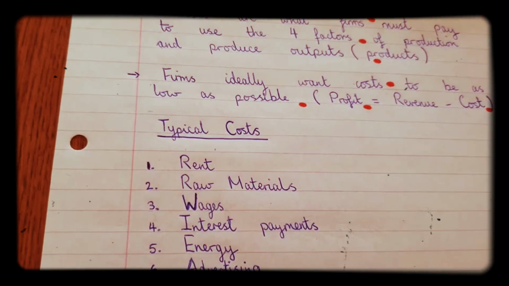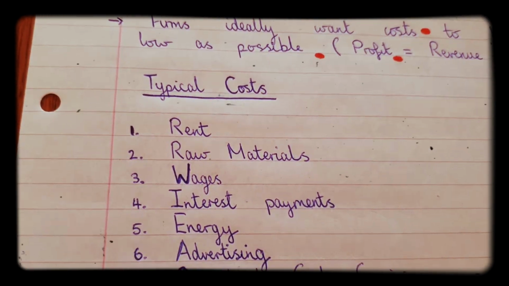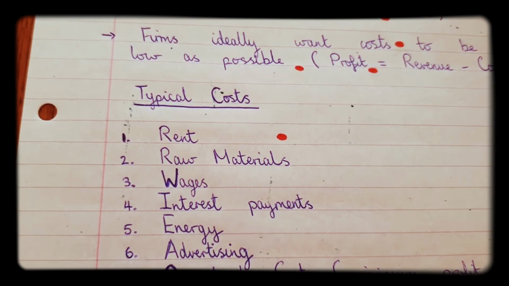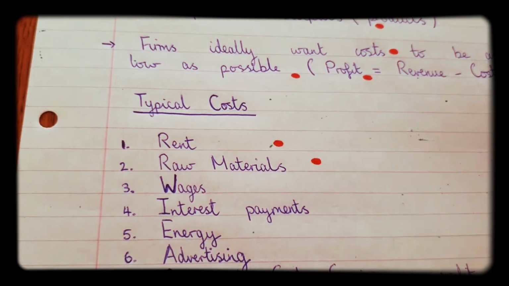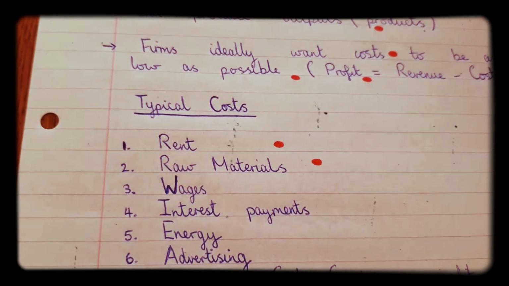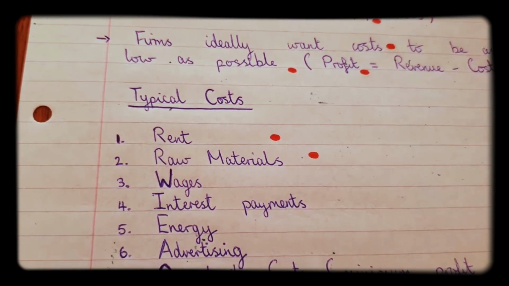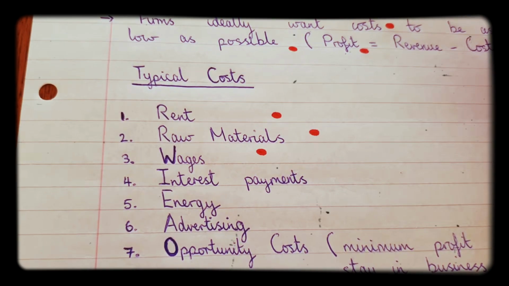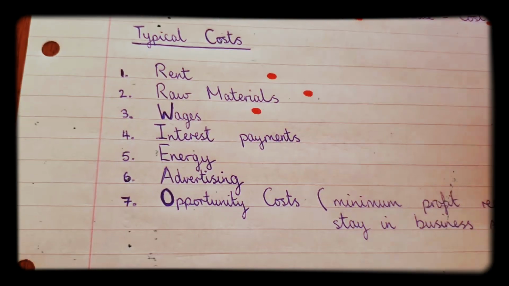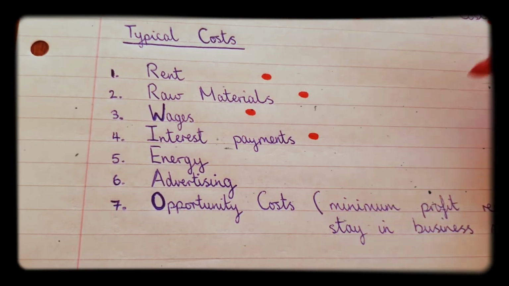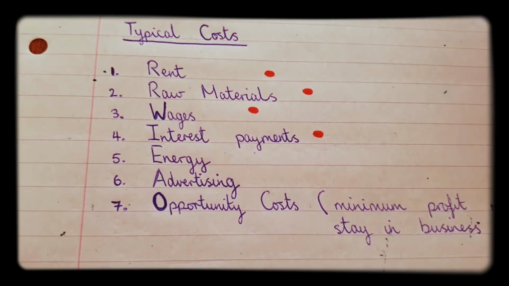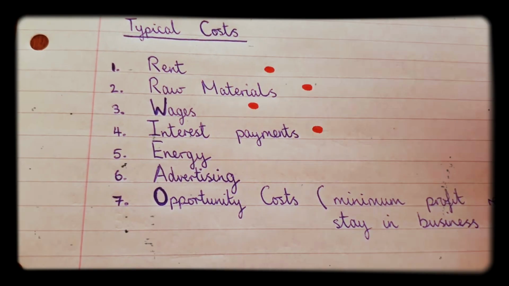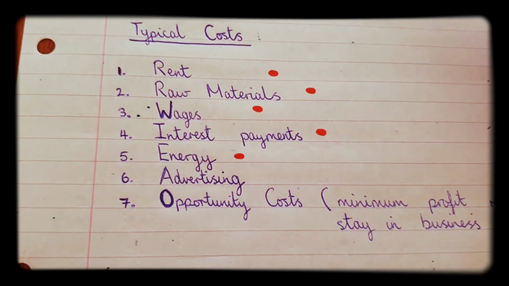So what are some of the typical costs that a firm must pay? Rent will be one, so rent on a building, for example, if you're hiring a space. Raw materials, so for example, a coffee shop won't be able to function without coffee beans. Wages, so you won't be able to function without paying your workers for their labor. Interest payments, so if you have a loan, the bank is going to charge you interest, which is the cost of the loan. Energy is a typical cost as well.